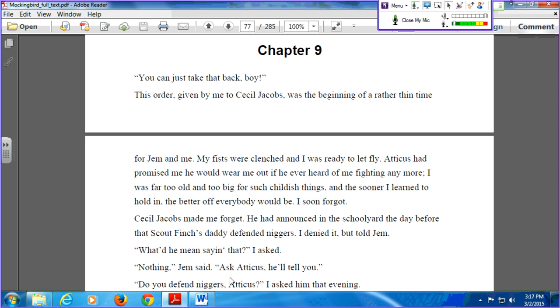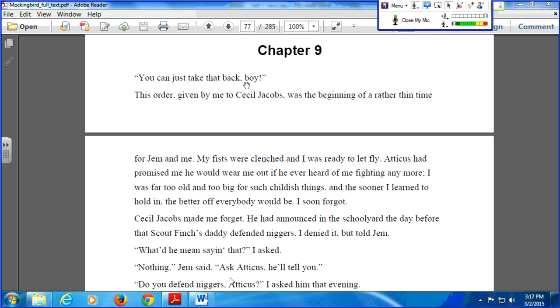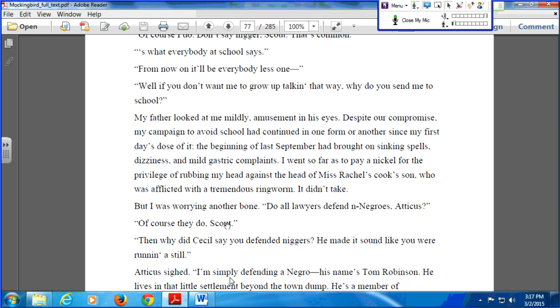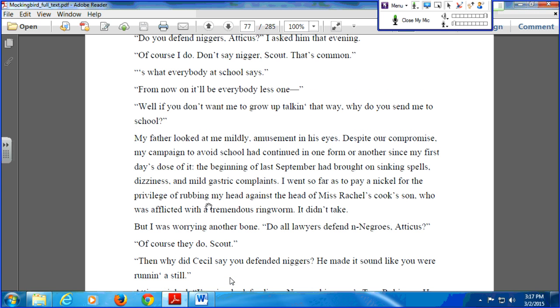I denied it, but told Jem. "What do you mean by saying that?" I asked. "Nothing," said Jem. "Ask Atticus, he'll tell you." "Do you defend [N-words], Atticus?" I asked him that evening. "Of course I do, Scout. Don't say [N-word]. That's common." "Everybody at school says it, from now on, everybody but one." "Well, if you don't want me to grow up talking that way, why don't you send me to school? Then why do you send me to school?"